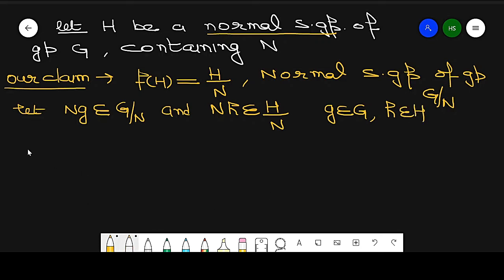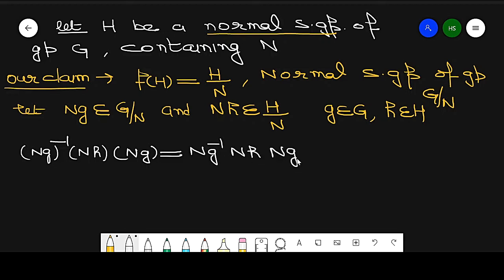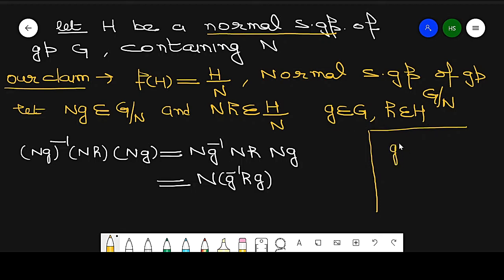So to prove the normal, what is Ng inverse NH into Ng? This can be written as Ng inverse NH Ng. Since it is a product of right cosets, that is again coset g inverse Hg. Now from this, g belongs to G, h belongs to H, and H is a normal subgroup of G. So it implies g inverse hg belongs to H by using the definition of normal subgroup of H in G. So this element belongs to H.